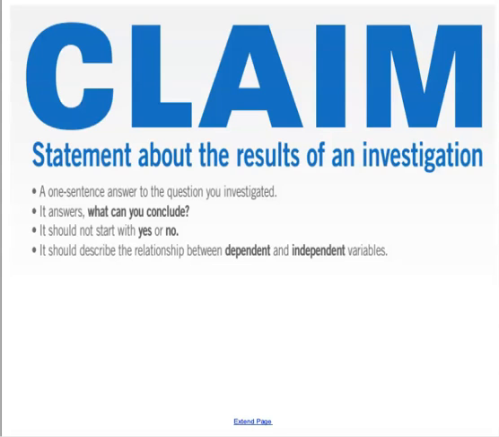Claim is just the statement about the results of an investigation. So it's only meant to be one sentence in length, not a large paragraph. And it answers what can you conclude. It should not start with yes or no, or typically it doesn't. And it should describe the relationship between a dependent and independent variable. And that kind of depends on what I'm actually asking you to do.